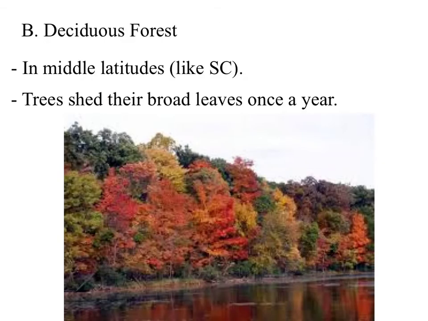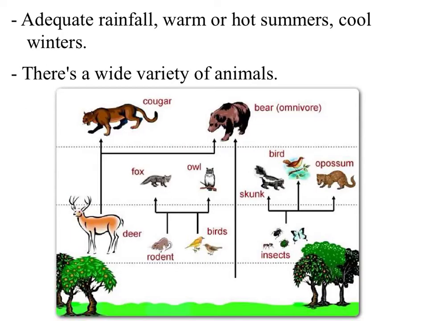Deciduous forest, another biome, one that we're very familiar with. We have a lot of it in South Carolina. A deciduous tree is different than an evergreen tree because it sheds its leaves about once a year. It turns red, turns orange, whatever, and drops to the ground. That's kind of the definition of a deciduous tree.